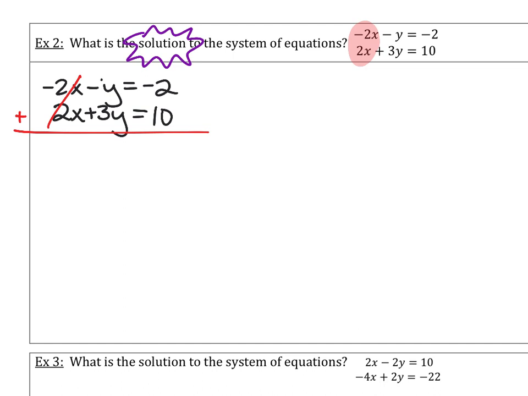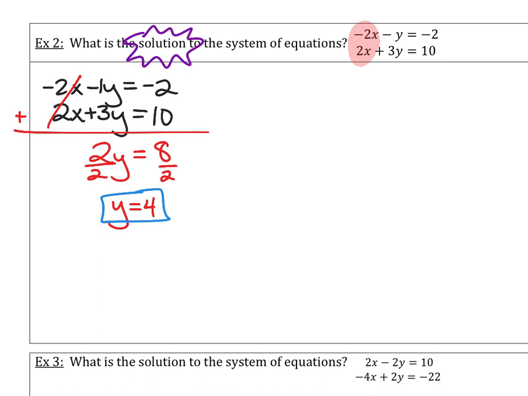Okay, then I add negative 1y plus 3y. Well, that's 2y. And negative 2 plus 10, that's 8. I know how to quickly solve for y. I'm going to divide by 2, so y is equal to 4. That's half of my solution.